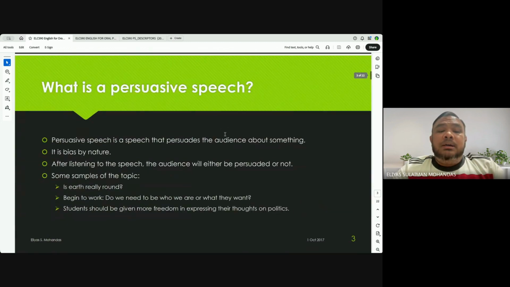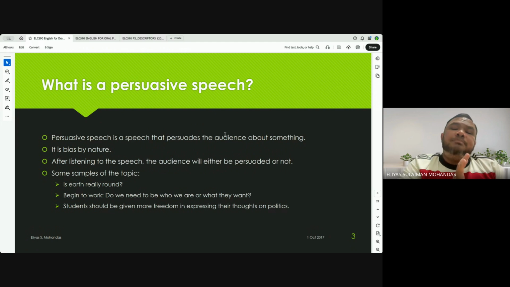Now, persuasive speech is a speech that persuades the audience about something. Simple. Put it in layman's terms, yeah? It's basically something that persuades the audience. It's a speech like any other speech, but your purpose is to persuade a person to agree with your stance, or to agree with your idea, to agree with what you think on something. So it is biased by nature, of course. Yeah. And after listening to your speech, the audience will either be persuaded or otherwise.